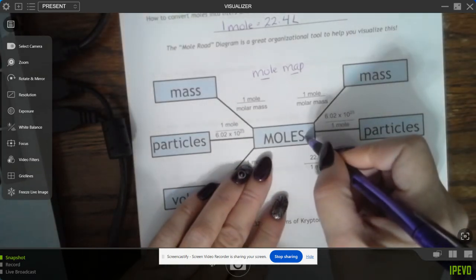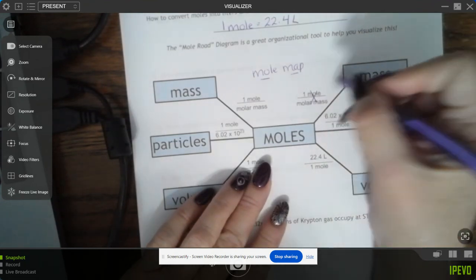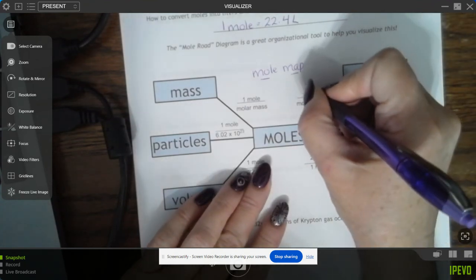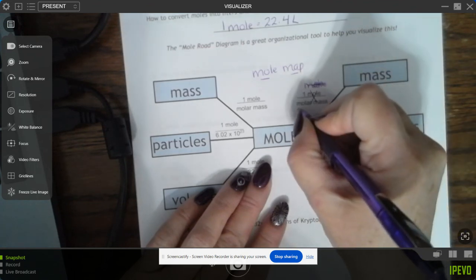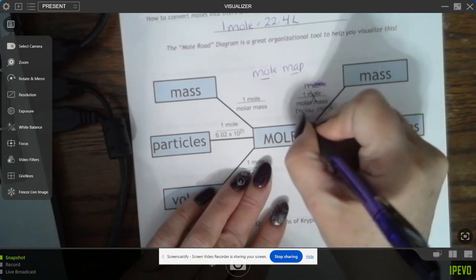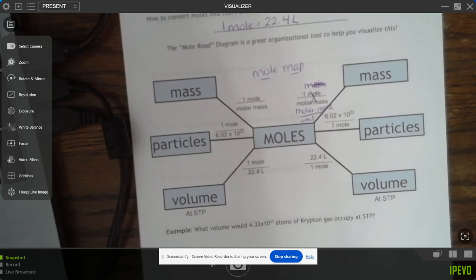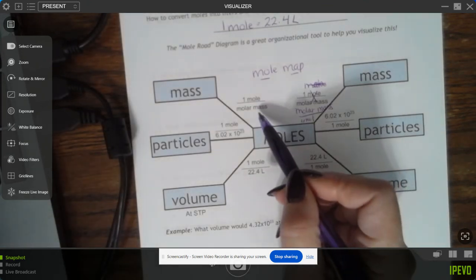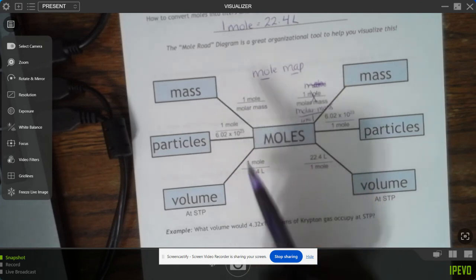If I want to go from moles to mass, I will change this on your copy. It's going to be molar mass over 1 mole. So my conversion was upside down. The key here is that whatever you're converting from is on the bottom. Whatever you're converting to is on the top.